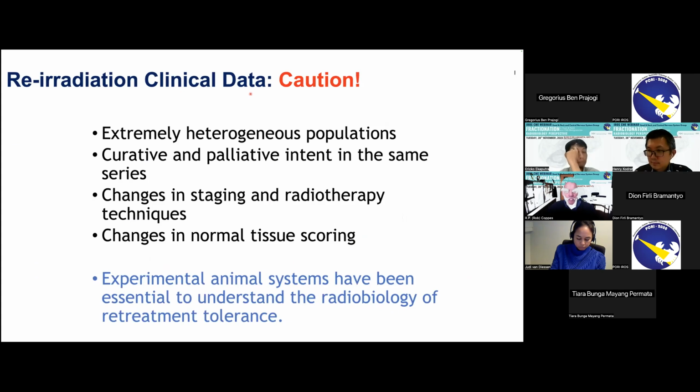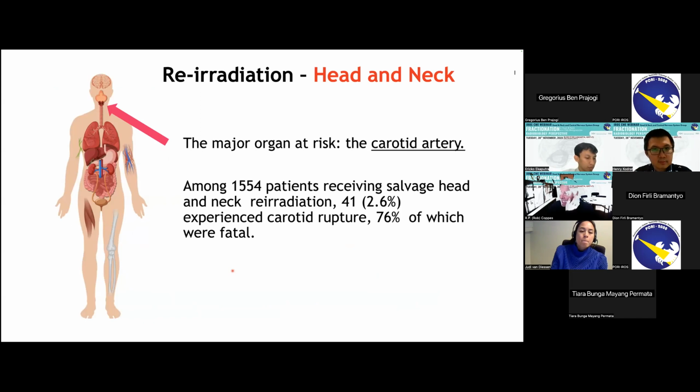So in general, radiation with clinical data shows you that you really have to be cautious, because the previous data are all from animal experiments, and the real human data come from an extremely heterogeneous population in all the studies that have been published. They combine curative and palliative treatments in the same series. There are changes in staging and in radiotherapy techniques, which makes it very difficult, and changes in scoring of the normal tissue damage. So the knowledge we have so far on re-irradiation is mostly due to what we do in animals, and especially in spinal cord, which is very important. This has been studied in monkeys, which show you that.